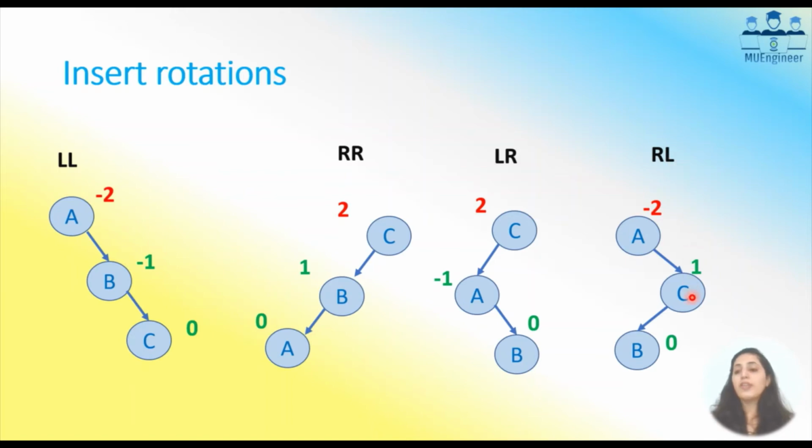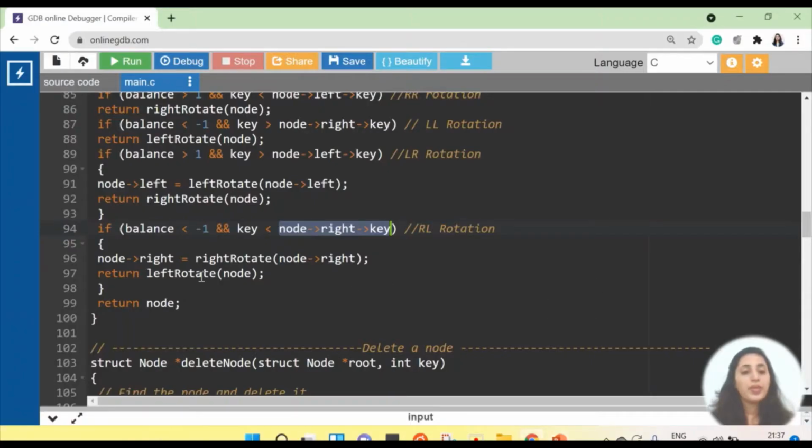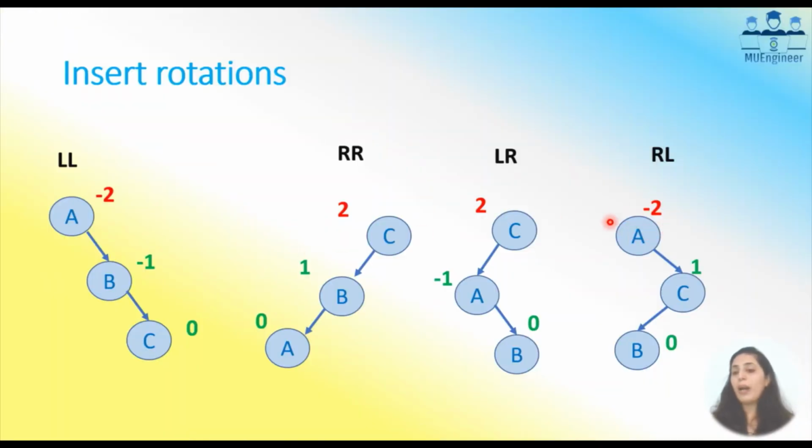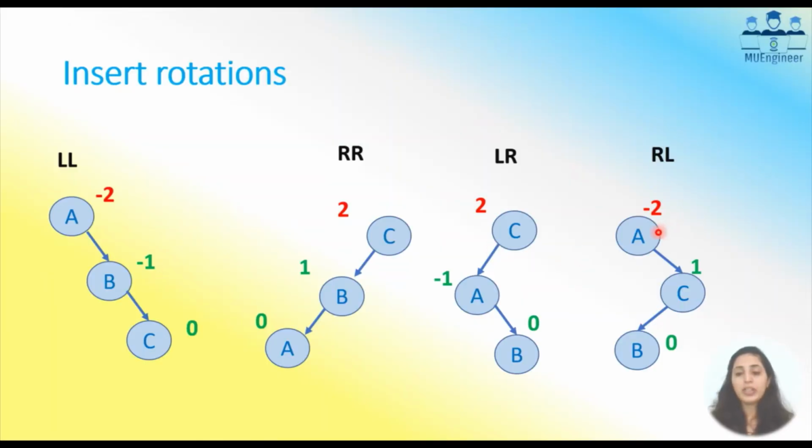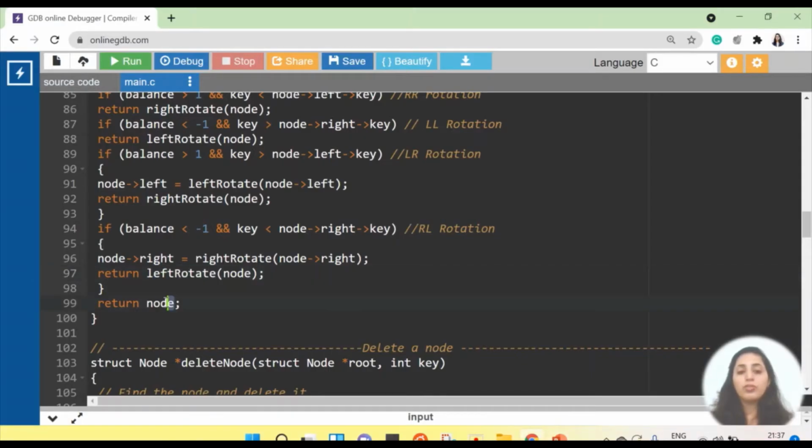What will I do in this case? First of all, right rotation will come on C, meaning right rotation on the node's right child. So here the right rotation will be applied on the node's right child, and then on the node I am applying left rotation. So this way I am doing the RL rotation, and at the end I am returning the node that is the root of that tree to the calling function.